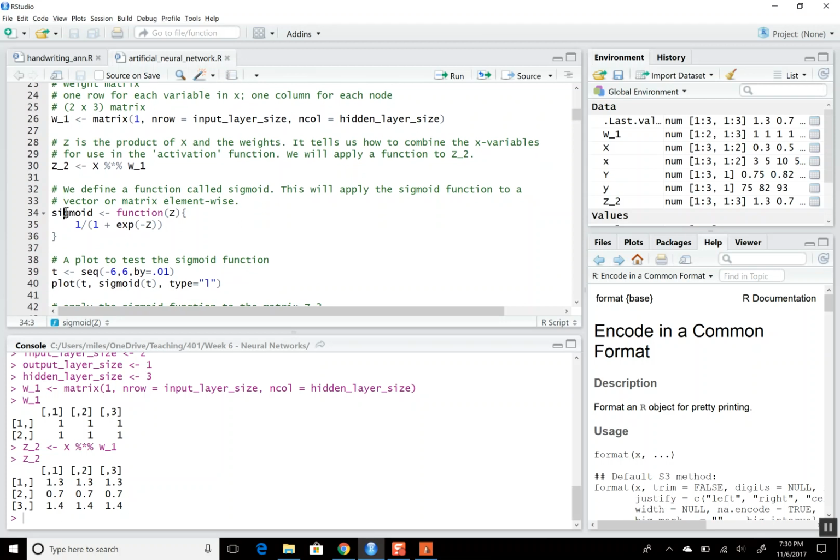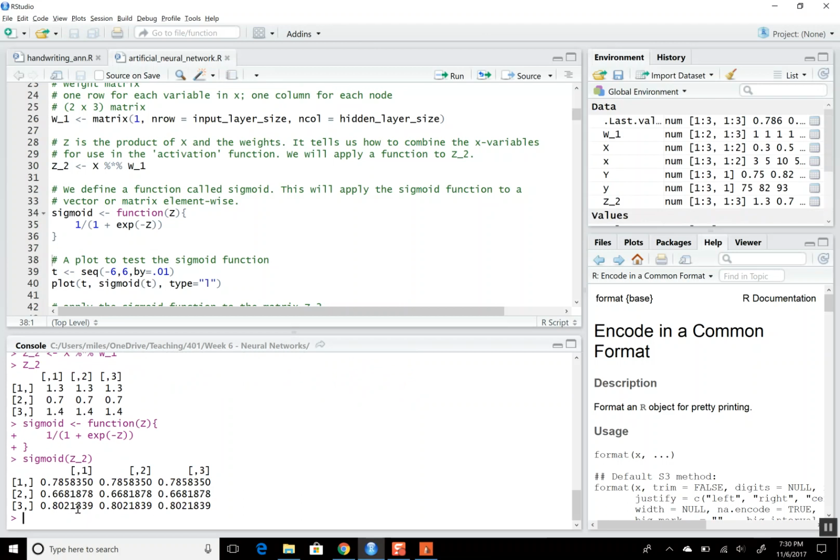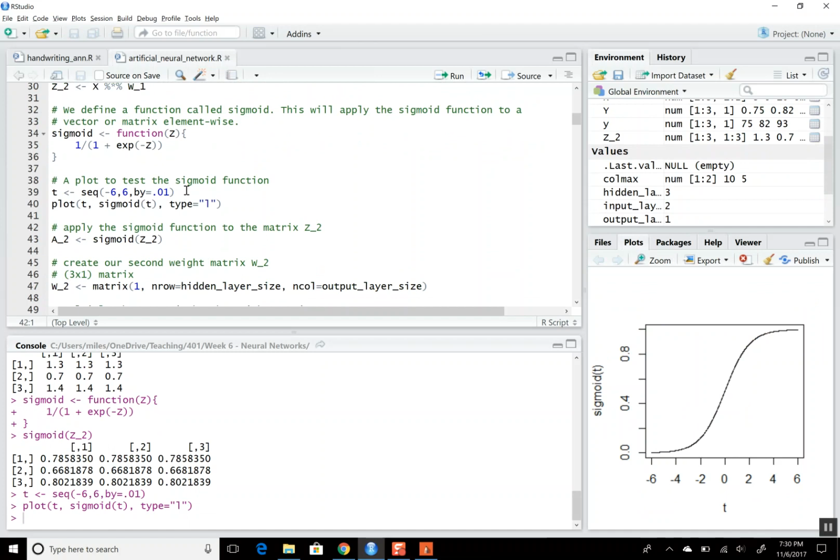I have a function called sigmoid. All it does is apply the sigmoid function. It takes in our Z, and this will do it element-wise. So I create a function called sigmoid, and if I do sigmoid of Z2, we can see the results of applying that. If we wanted to create a plot to see what the sigmoid function looks like, there you have it.